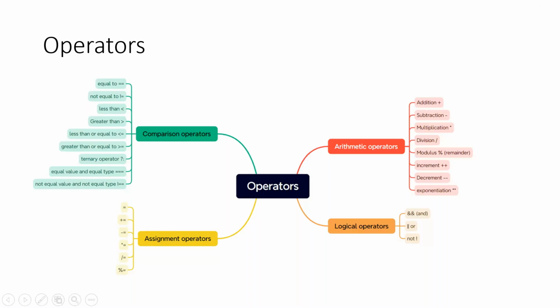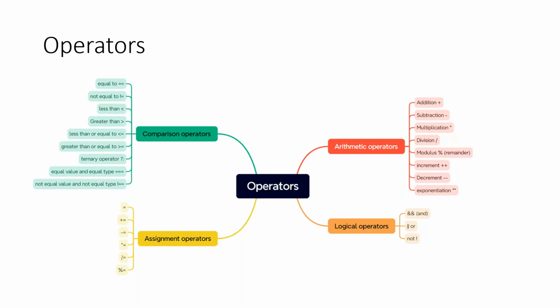So the next one you would see is the equal value and equal type. Sorry to interrupt. Hello, Shreya, can you hear me? Yes, Sandeep, go on. Okay, I think back to mute.